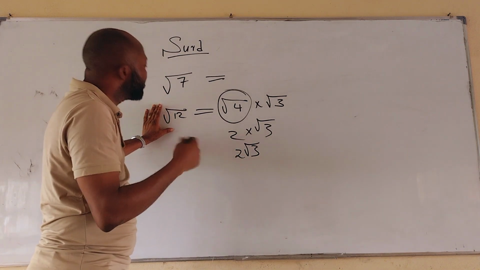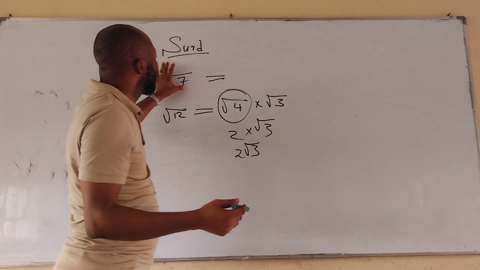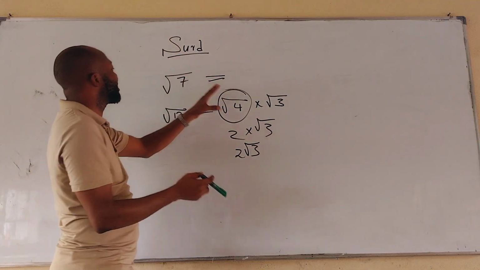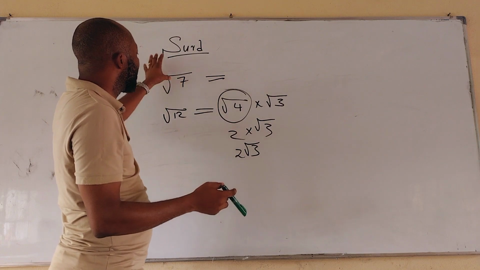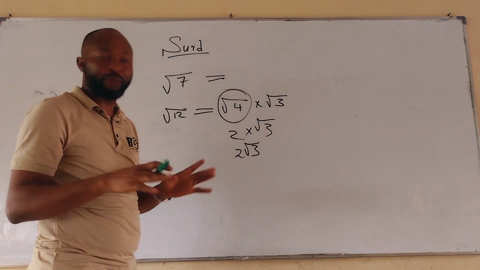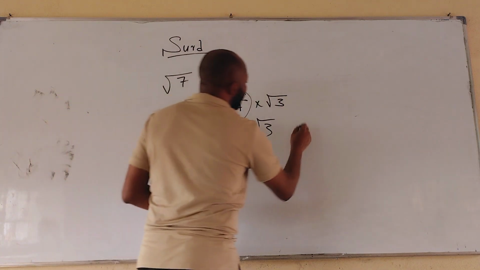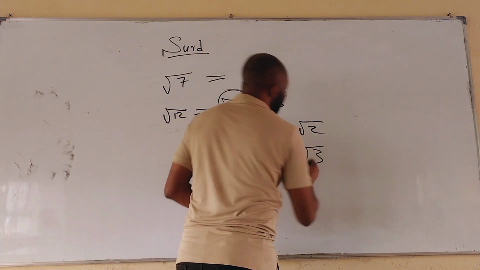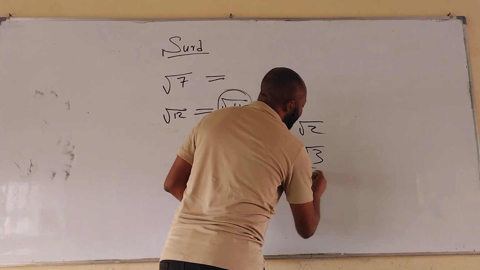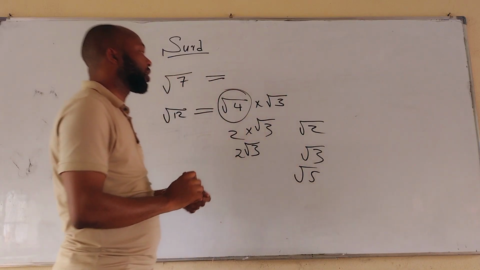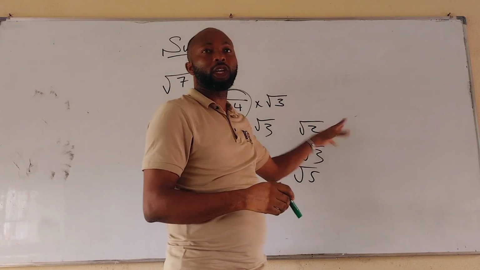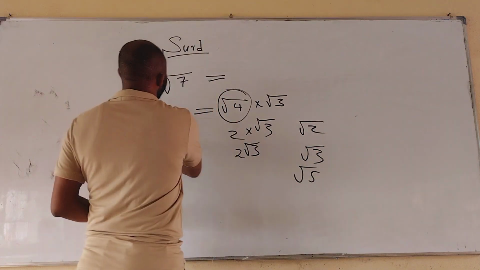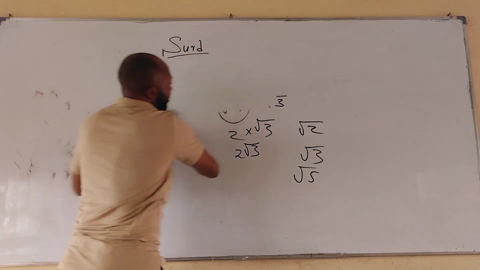It can only be in its basic form if it cannot give you a number that is a perfect square. So this root 7 is in its basic form because it can't give us any factor that is a perfect square. We also have root 2 in its basic form, root 3 in its basic form, root 5 in its basic form. All these cannot give us what? Any factor that is a perfect square. Okay, so we understand that. Let's move on.